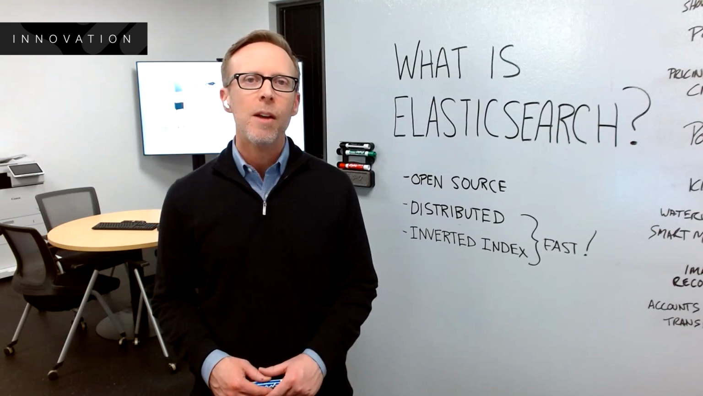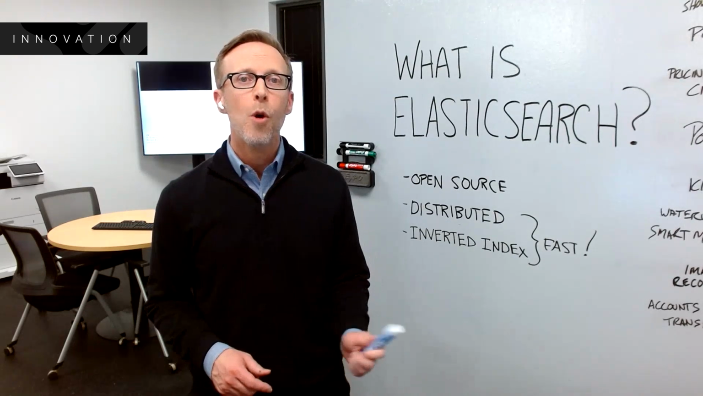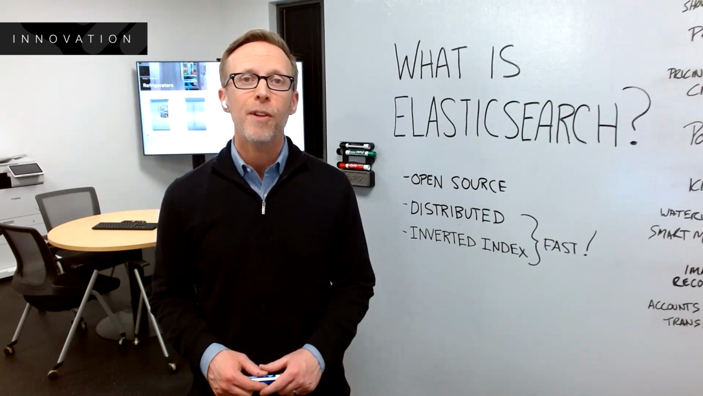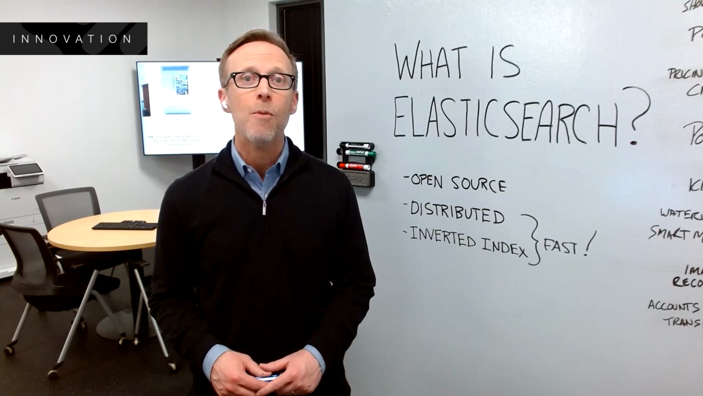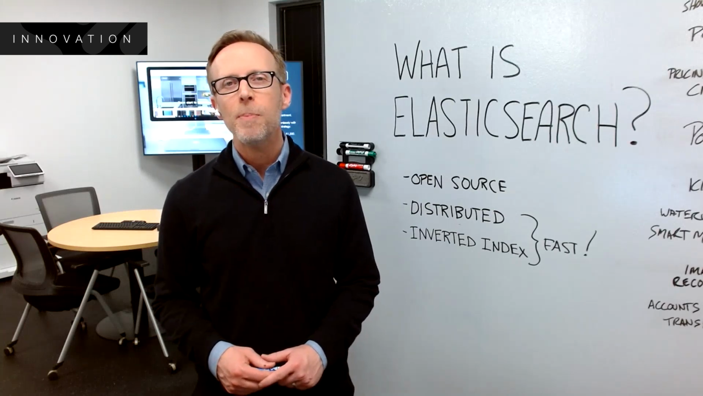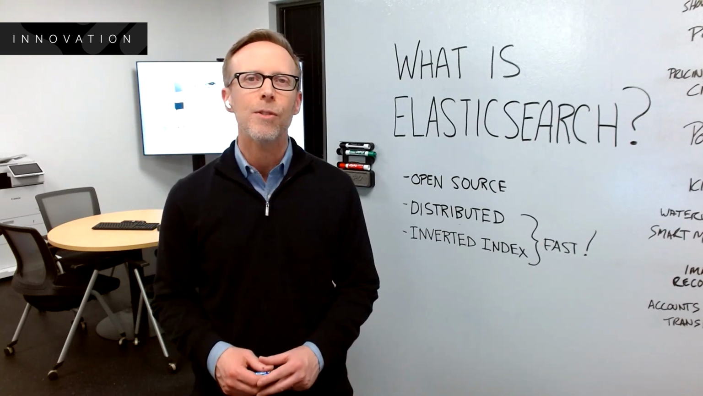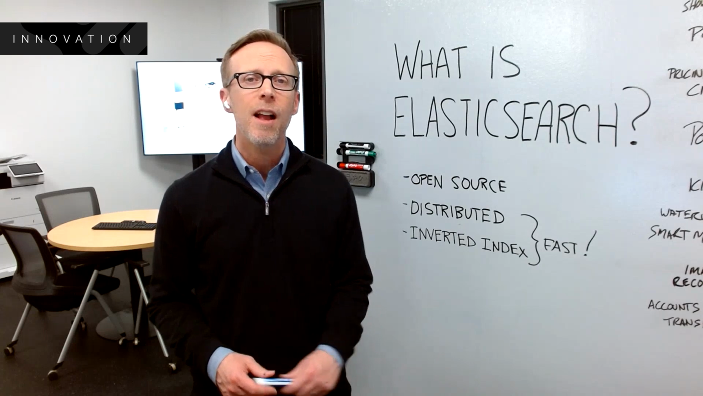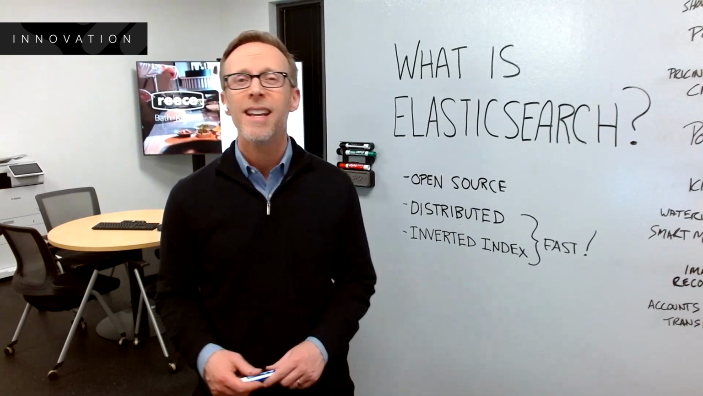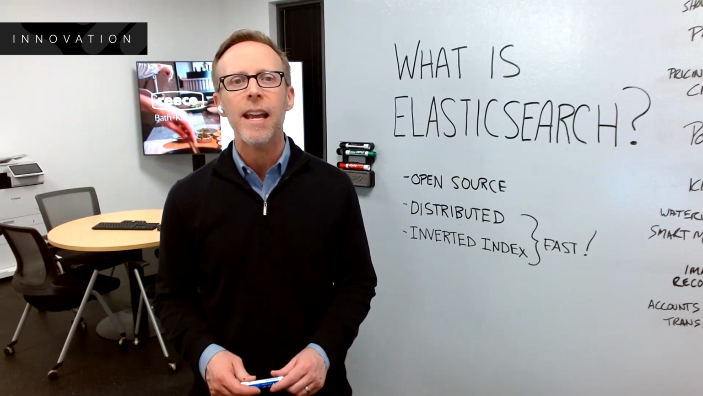Let's take a few minutes to talk about some of the other terms I mentioned at the beginning of the talk. Let's start with open source. Open source means free. The code can be used by anyone for any application at absolutely no cost. I mentioned speed at the beginning of the talk. There are two primary components that make Elasticsearch lightning fast. First, Elasticsearch is distributed. Second, Elasticsearch uses what's called an inverted index.